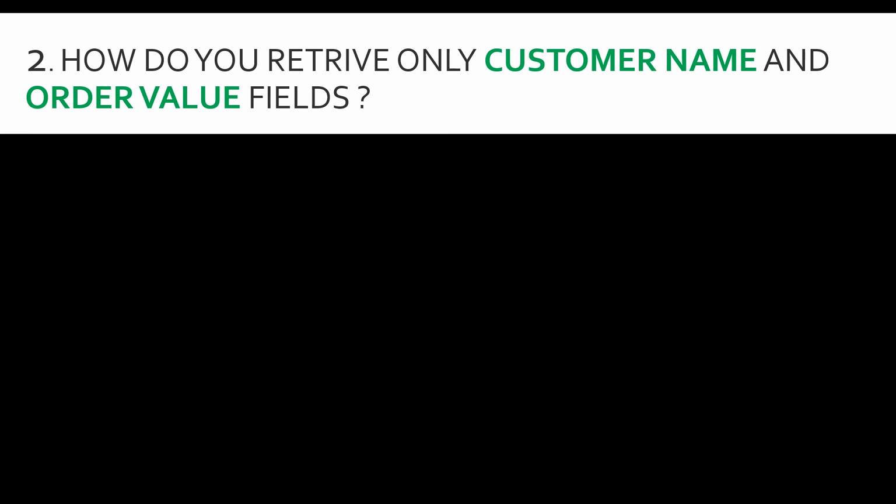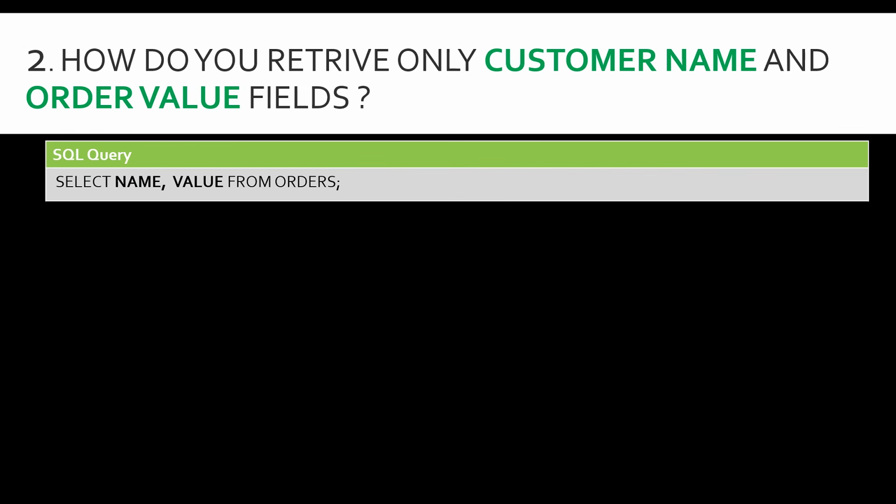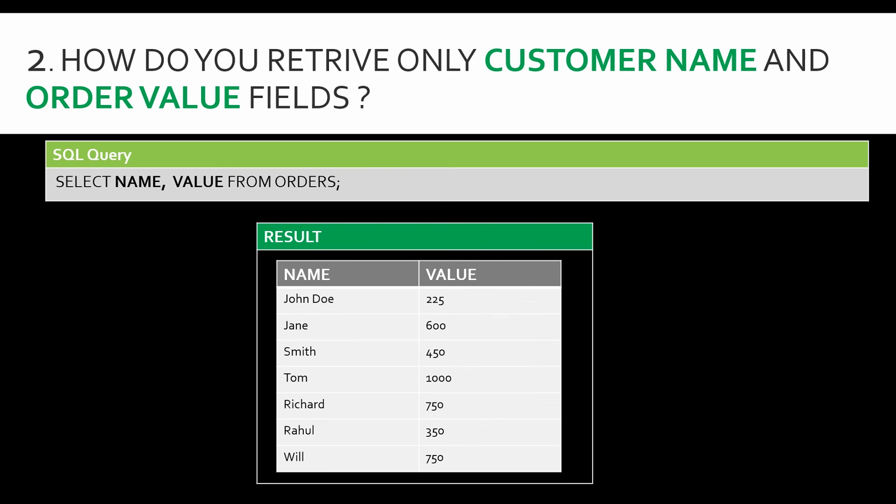Question number two. How do you retrieve only the customer name and order value fields? The select star displayed all the fields from the table. Now the interviewer will be checking your knowledge on how you would retrieve certain fields which are of interest to you, here the customer name and the order value. So the SQL query for that is select name, which is for the customer name, and value, which is for the order value, from orders, the table. The result would be as such.